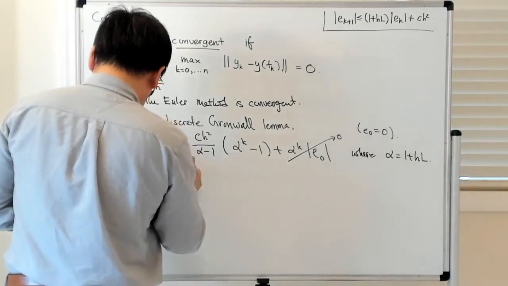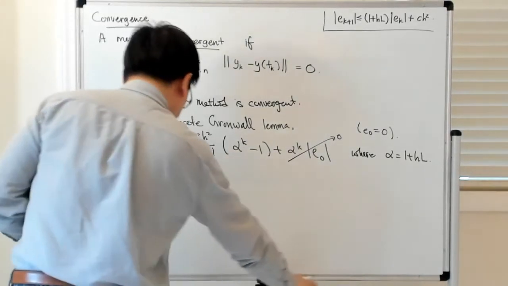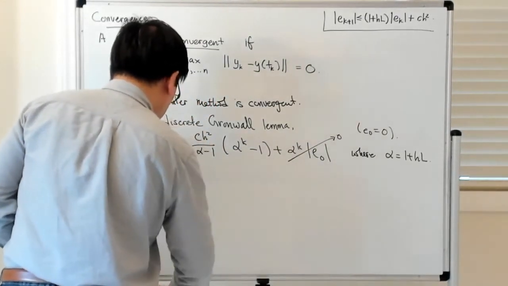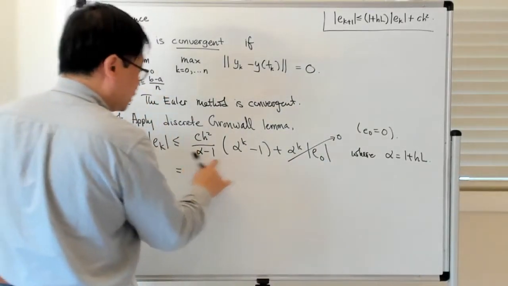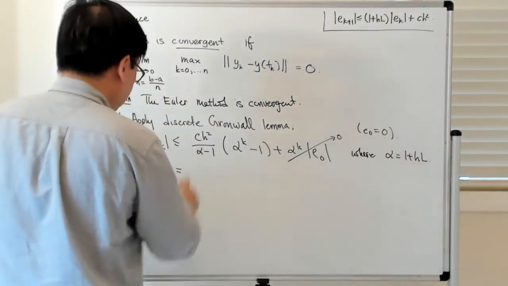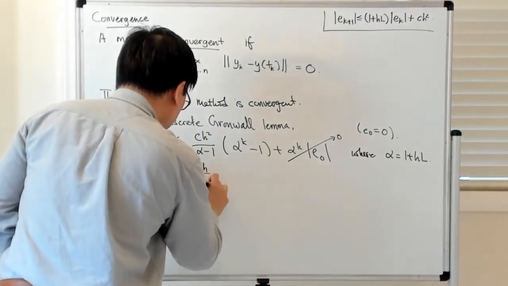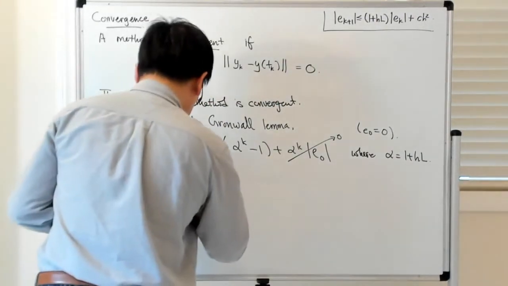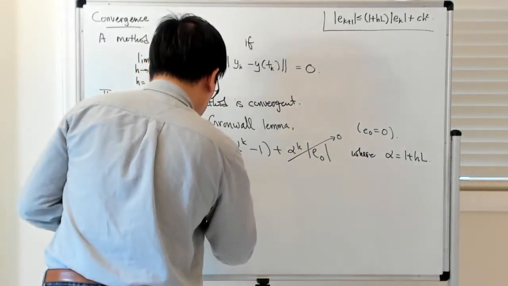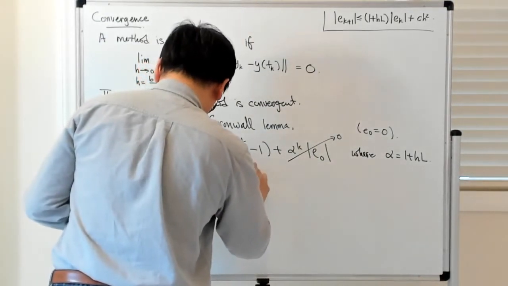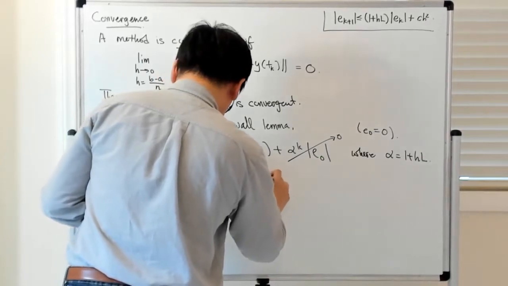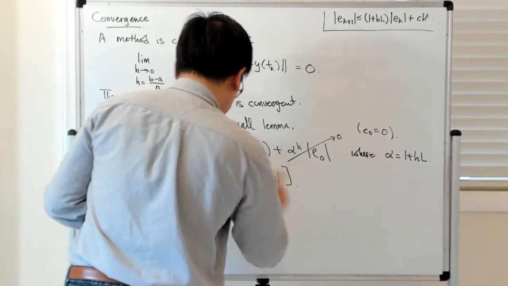So this is actually equal to, well, alpha minus 1 is just h times L. So C h squared divided by h times L is C h over L. And then (1 plus hL) to the kth power minus 1. So that's what it is.